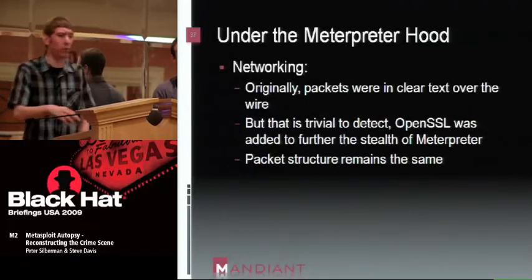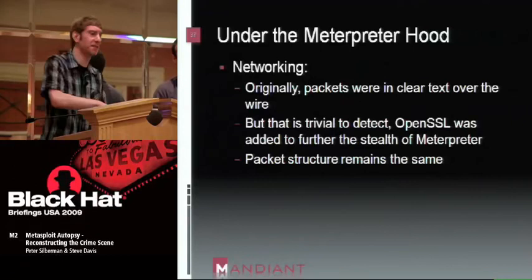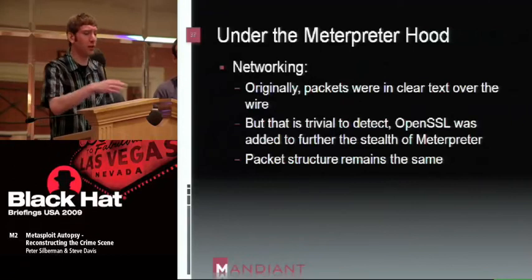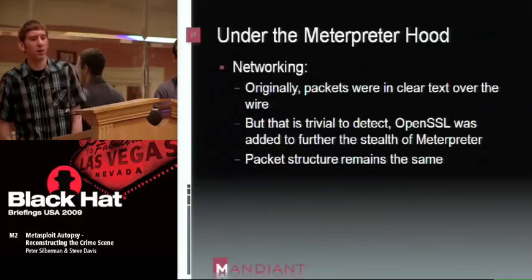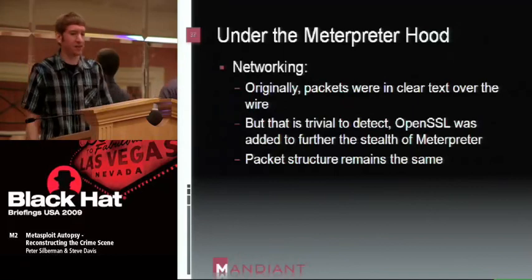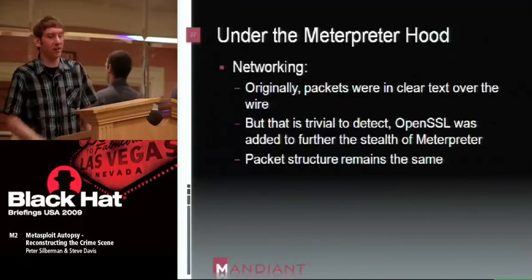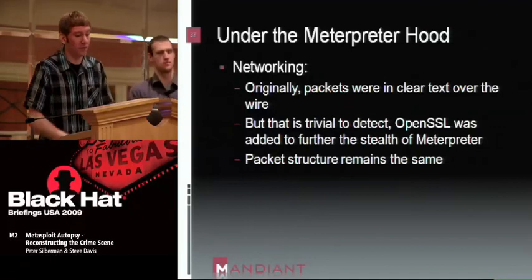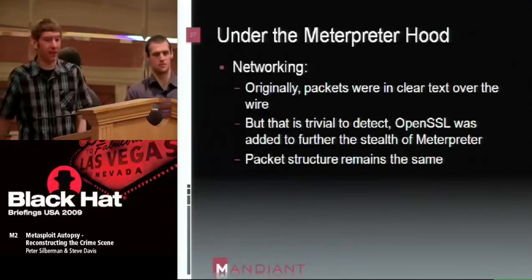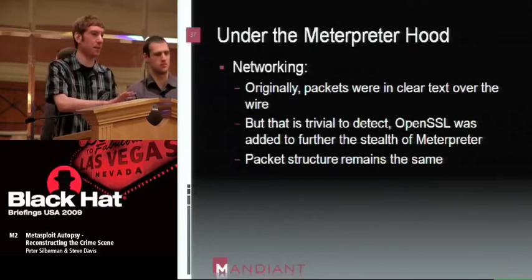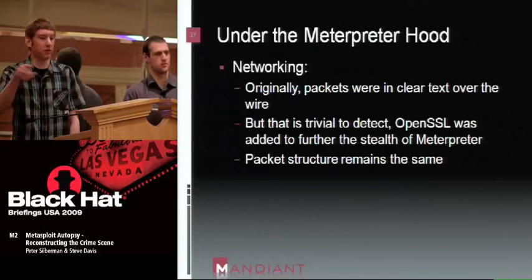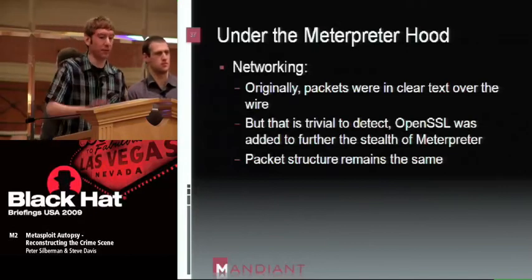So now let's get into the networking aspect. We talked about how Meterpreter gets on the machine and what it does to get loaded. Let's talk about networking. Originally the packets were going to be in clear text over the wire, but now we have the awesome aspect of adding SSL. That was another change that we had to go through. Fortunately, though, it really didn't do anything. All the packet structures are going to remain the same because in memory, which I'll get into in just a minute, everything's going to be in clear text.